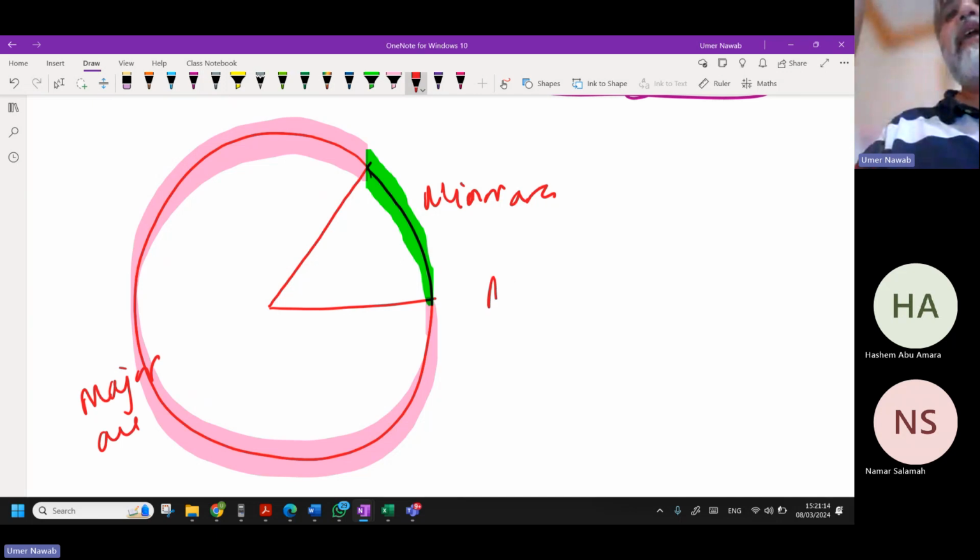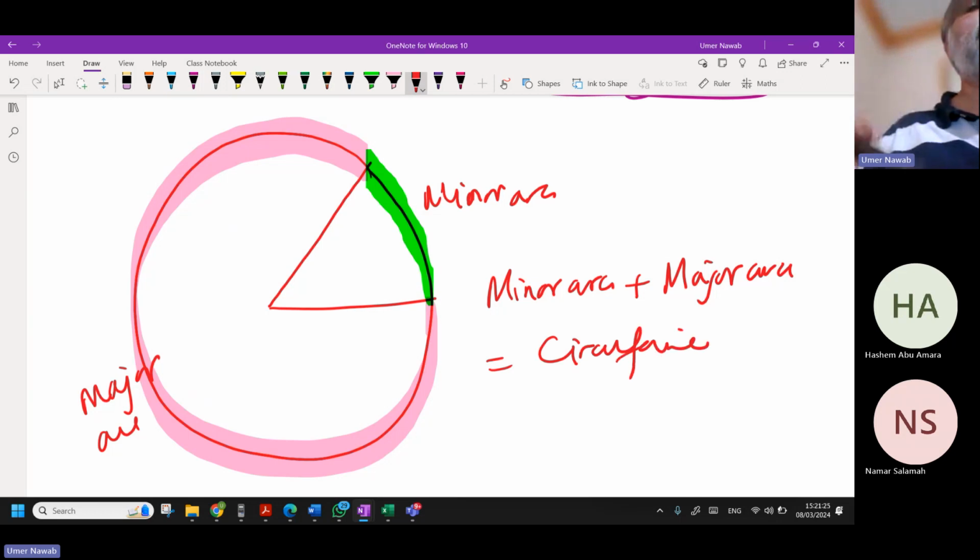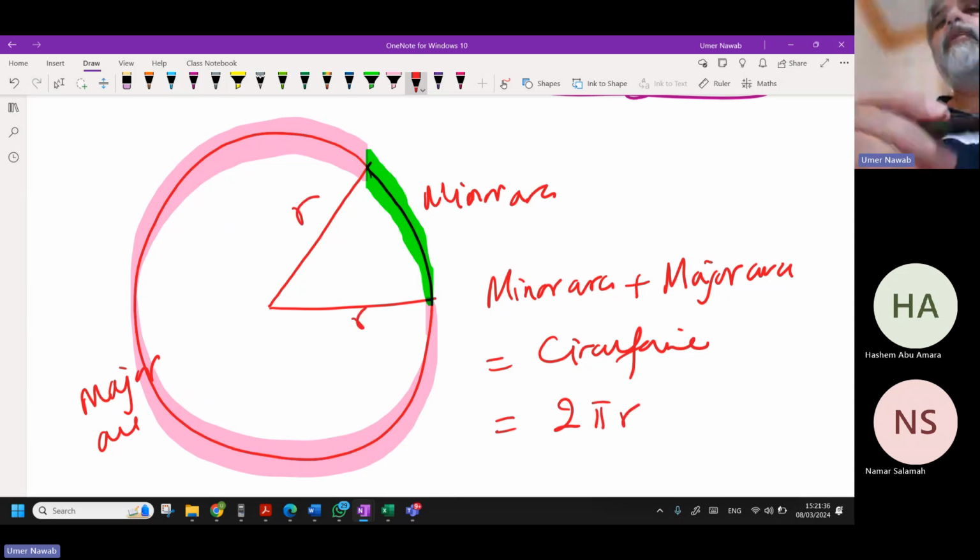So can I say minor arc length plus major arc length, when we add them together, we get the circumference or perimeter of a circle. Okay, so circumference is made up of minor arc and major arc. Mr. Omar, circumference formula is 2 pi r if the radius is r. But what is the formula for the minor arc and a major arc?